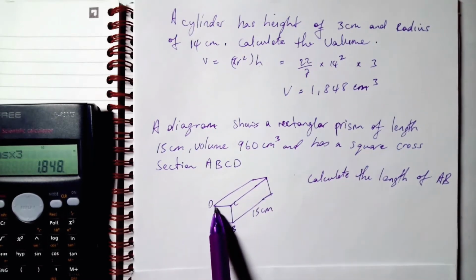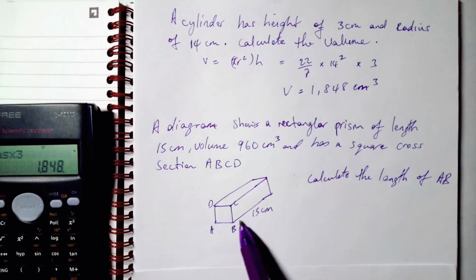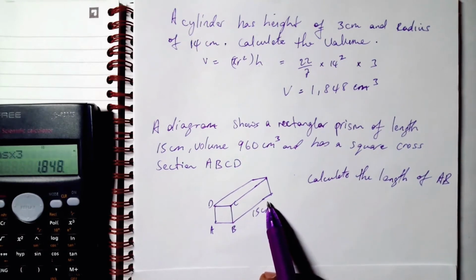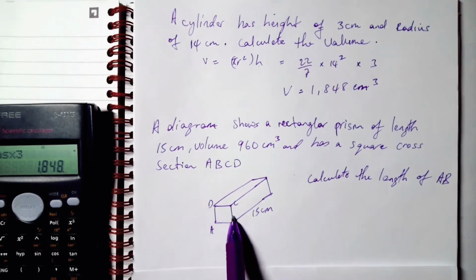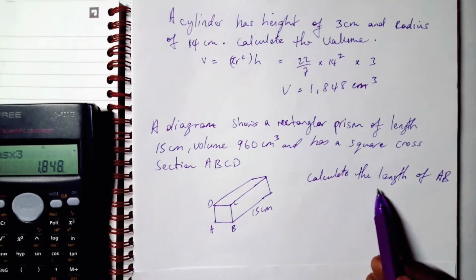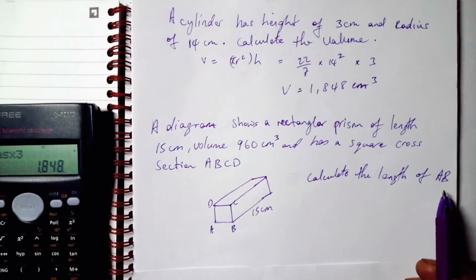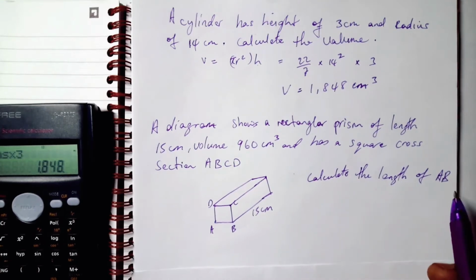That is, this right here is a square. This right here is the length. This right here is super important. All the sides are the same. So they ask us, calculate the length of AB.